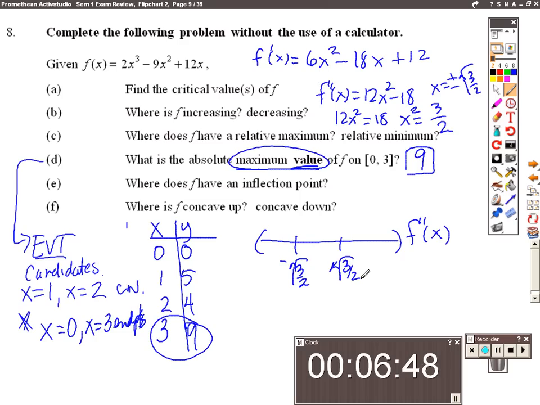I'm going to substitute 0 into the second derivative. When I substitute 0 into the second derivative, I get a negative. So that tells me that on that interval, the function is concave down.